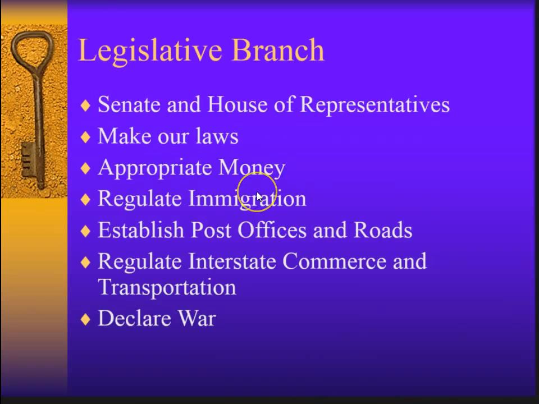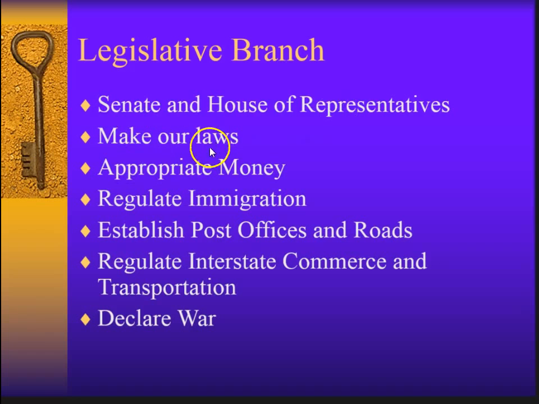Now, if we look specifically at the legislative branch, I don't need to go through all of these, but it's organized by two chambers, the Senate and the House of Representatives. In the Senate, every state gets 2 senators, and in the House of Representatives, representatives come from each state based upon the size of the population. Every state is guaranteed at least 1 representative. So states like South Dakota have 2 senators and 1 representative.